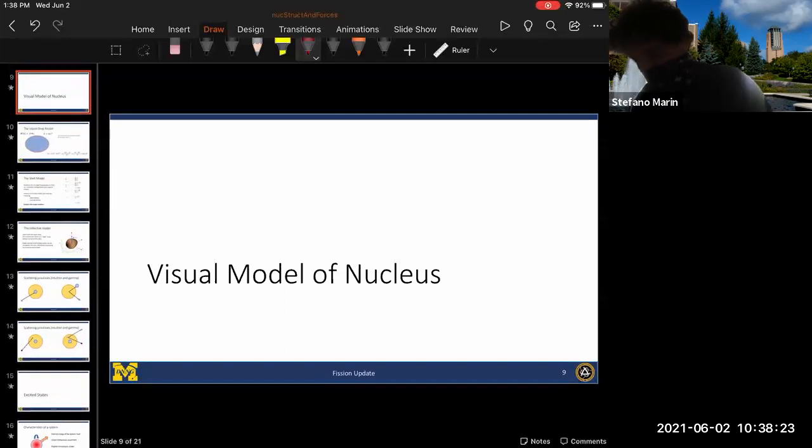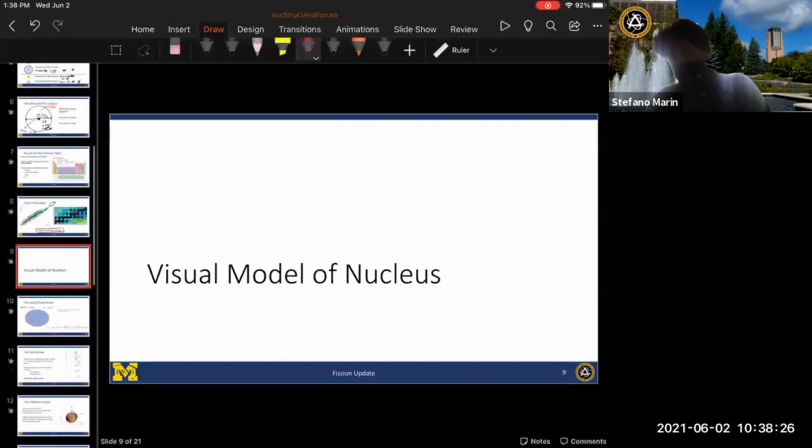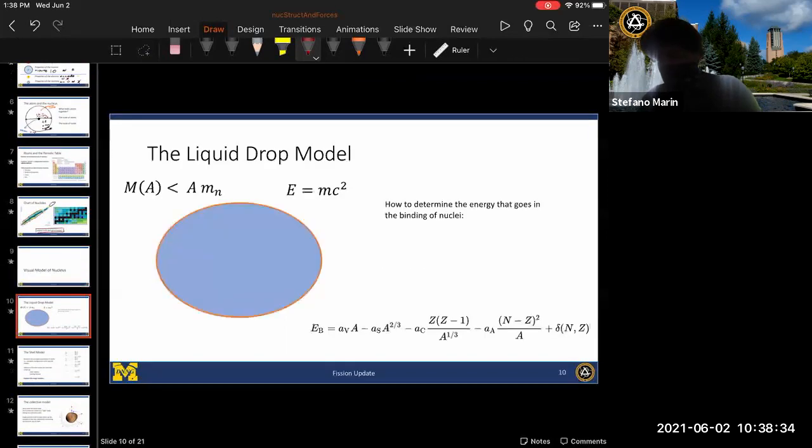Okay, so we're going to go into the visual models of the nuclei. This is going to be a very brief explanation, by no means a complete explanation, but I'm just going to give you ideas of how people can think about the nucleus, and give you a bit of the lingo that you might hear.